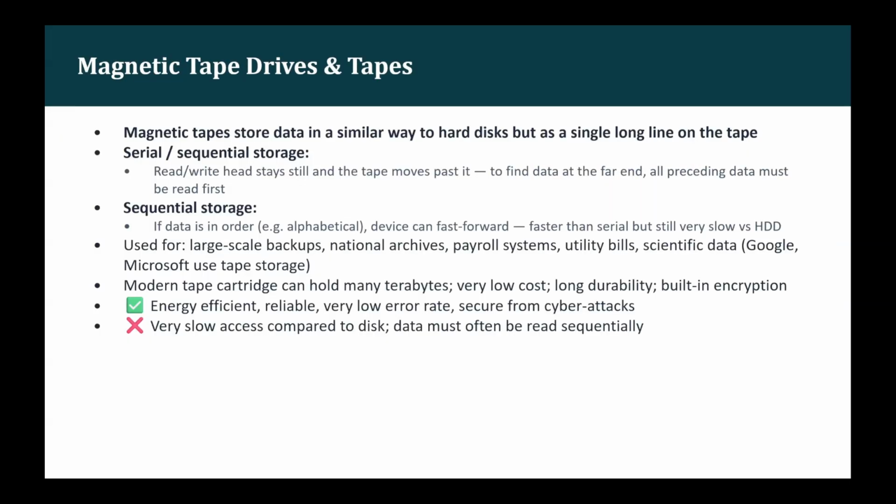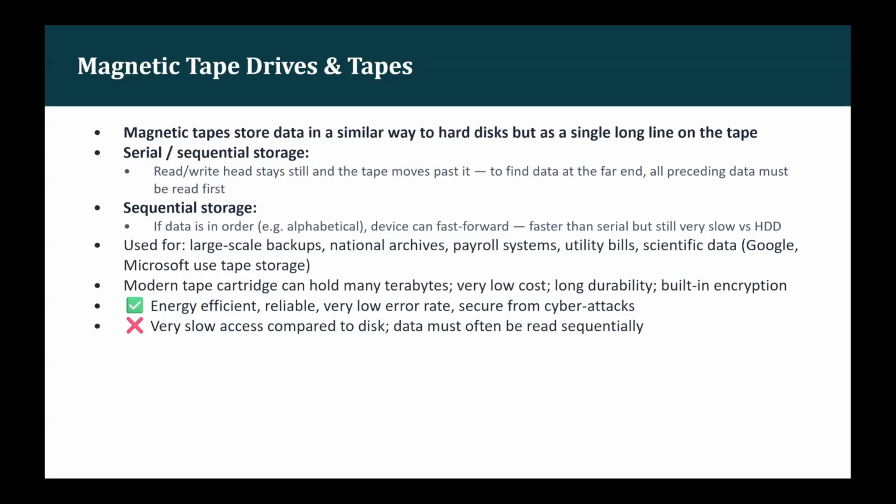Then we have magnetic tape drives and tapes. Magnetic tape stores data in a similar way to a hard disk, but as a single long line on the tape. There are two types of magnetic tape drives, which we call serial and sequential storage. Read-write heads stay still and the tape moves past them. To find data at the far end, all preceding data must be read first.